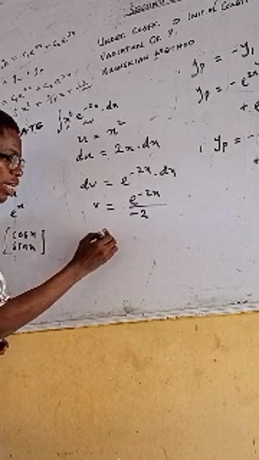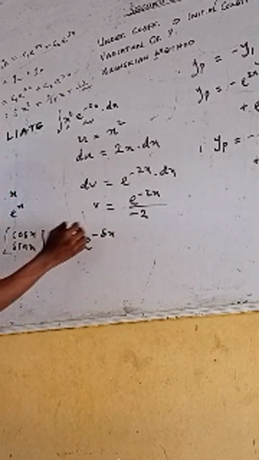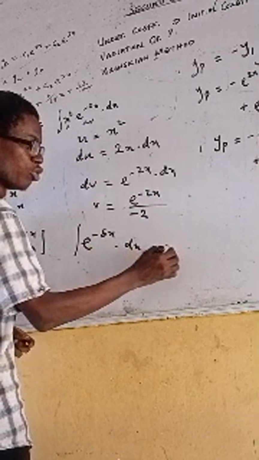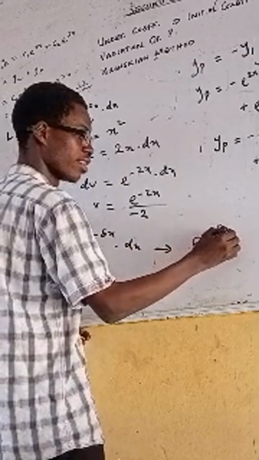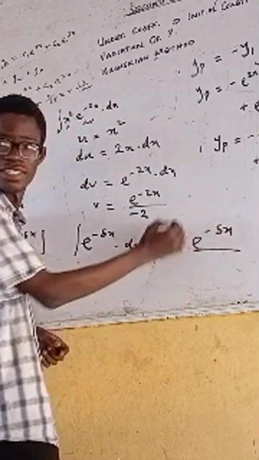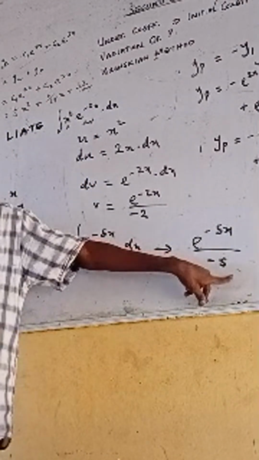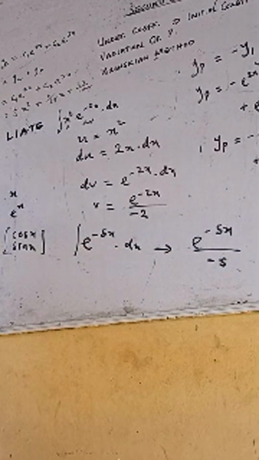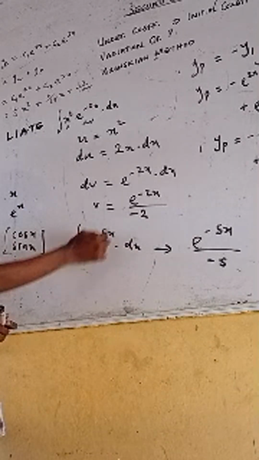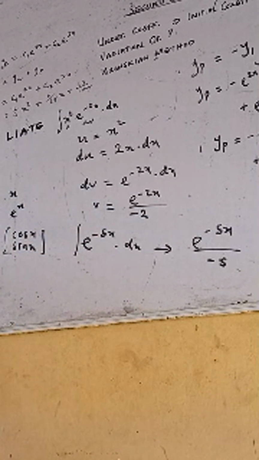You want to integrate e to the minus 5x dx. This will be e to the minus 5x over minus 5, because the minus 5 is coming down. Or you can use the u substitution method: let u equal minus 5x.